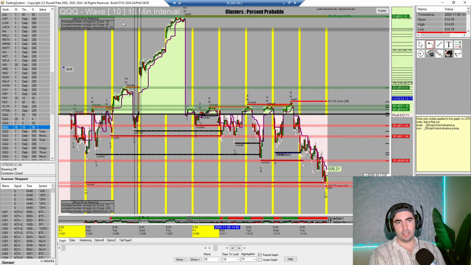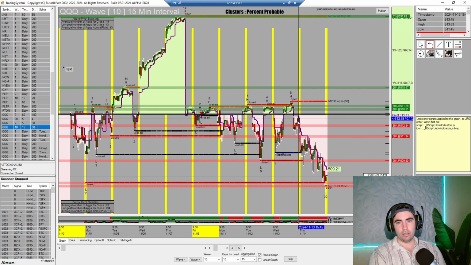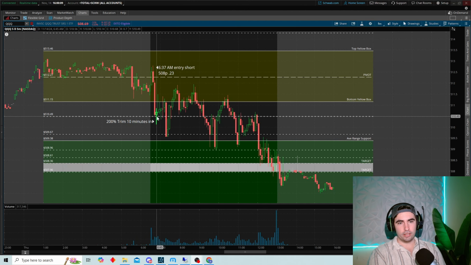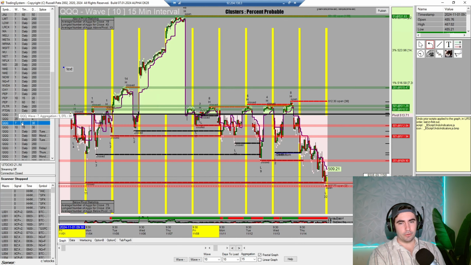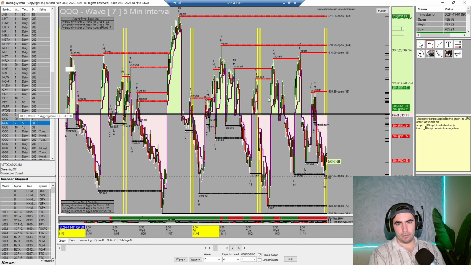So going into today on the 10-way 15-minute, you can see we were below vector, below pivot, and we had this open state at 510.60. And you can see that lined up pretty well with our second or third trim of 200% right around here. Then on the 7-way 5-minute, you had the same thing where we opened up the day, we were holding below vector, and we targeted these open states down here, which now say closed.